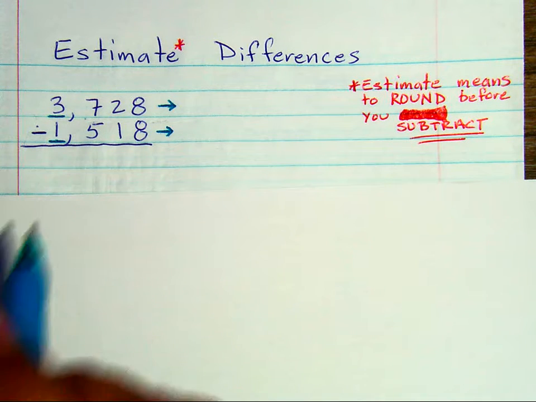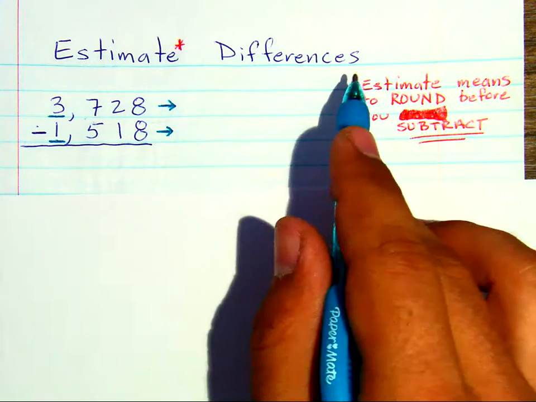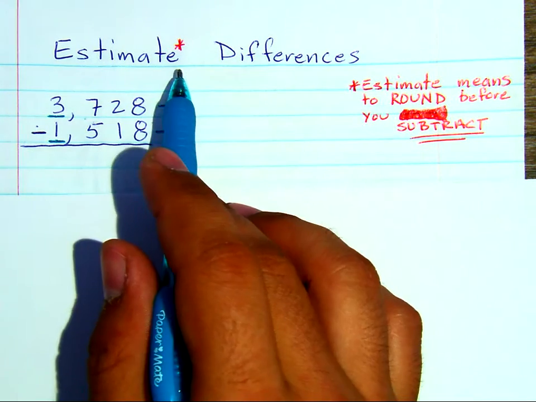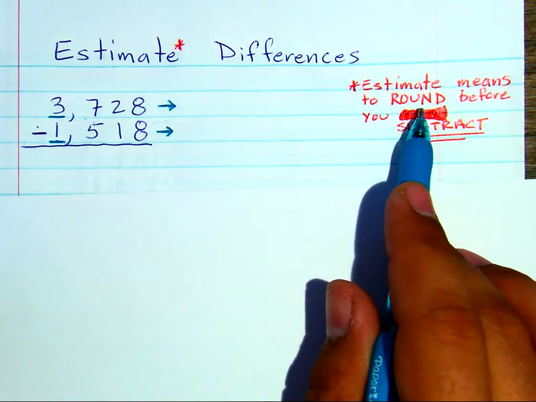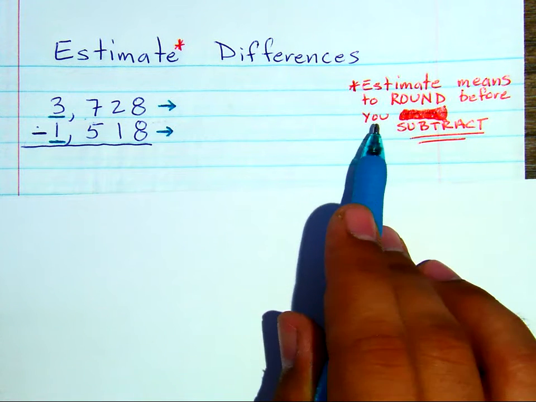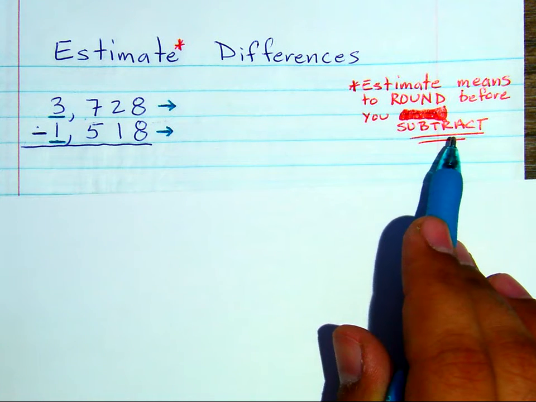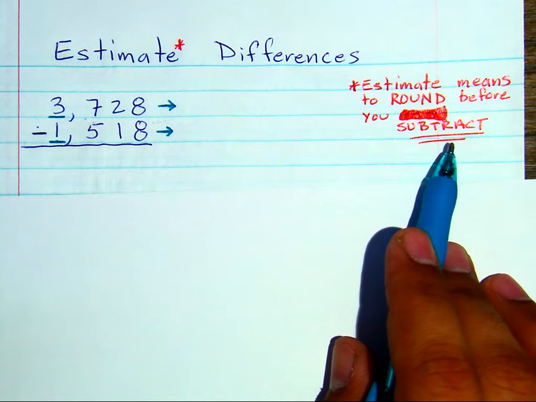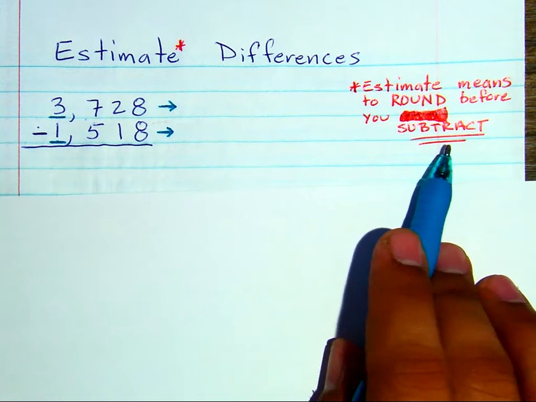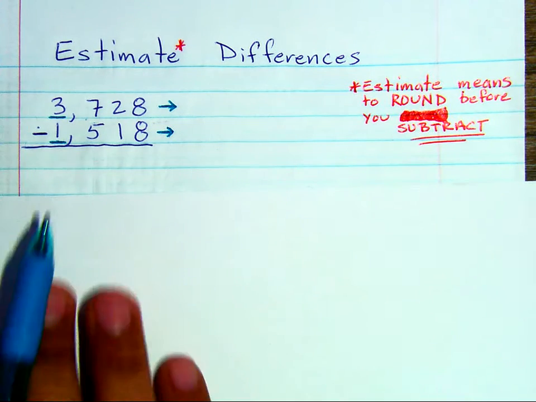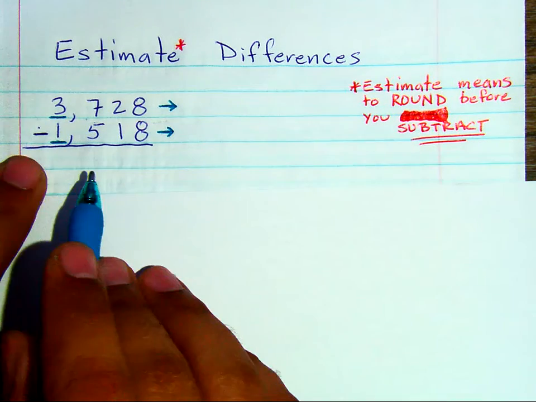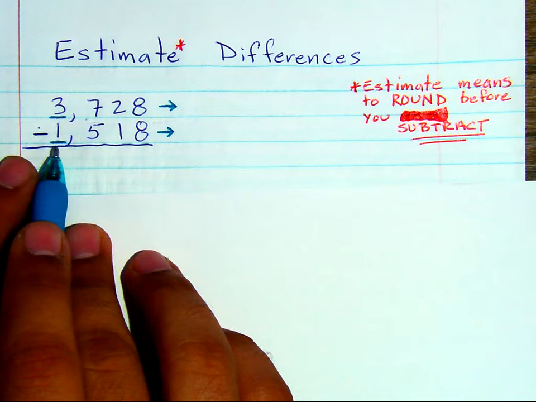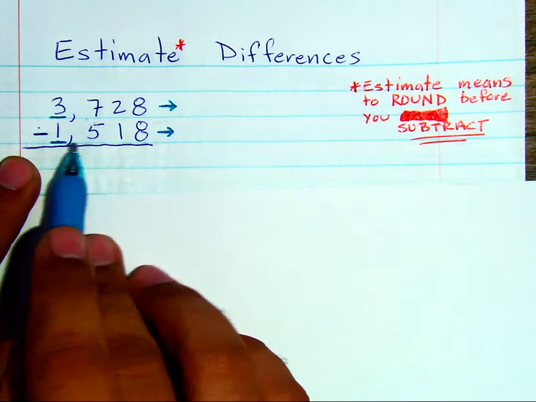Now today we're talking about estimating differences. When you estimate, you are rounding the numbers before you subtract. Now I've talked about estimating with addition already, and the process is the same. There's something else that I want to talk to you about that's underneath this white paper I'll show you. But real quick, let's just quickly estimate these two large numbers.